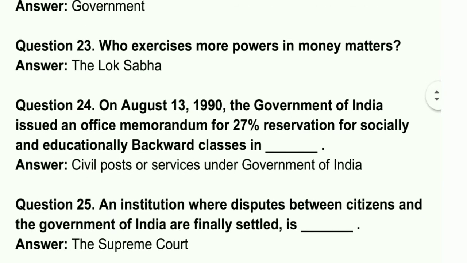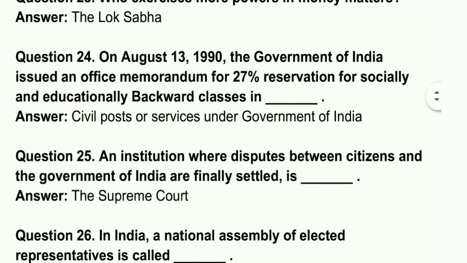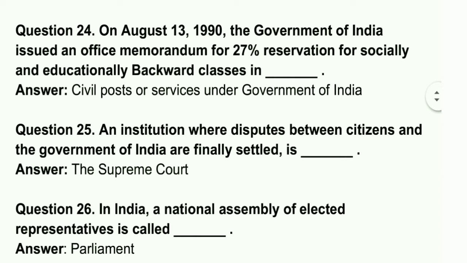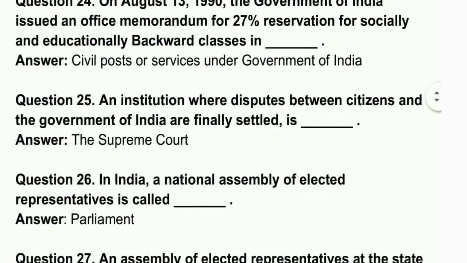Answer: the Lok Sabha. Next question: on August 13, 1990, the Government of India issued an office memorandum for 27% reservation for socially and economically, educationally backward classes in dash. Answer: civil post or services under Government of India.